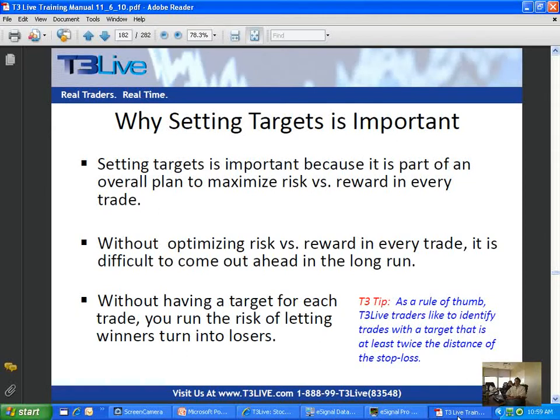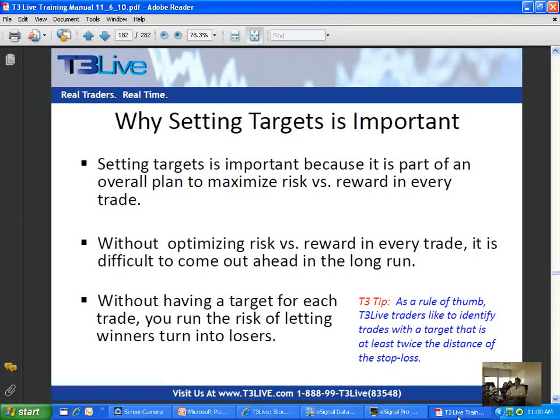Setting targets is important because it's part of every plan to maximize risk and reward. Without optimizing risk-reward for every trade, it's difficult to come out ahead in the long run. Without having a target for each trade, you run the risk of letting winners turn into losers. Now, as a rule of thumb, traders like to identify trades with a target that is at least twice the distance of the stop loss, which is basically saying if you're risking X, let's call X 50 cents for argument's sake, then we like to have a target of at least $1, 2 to 1. Okay, that's basically what that says.